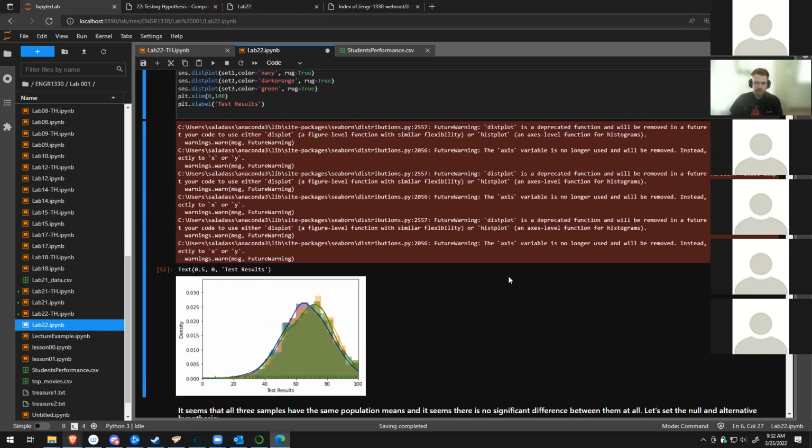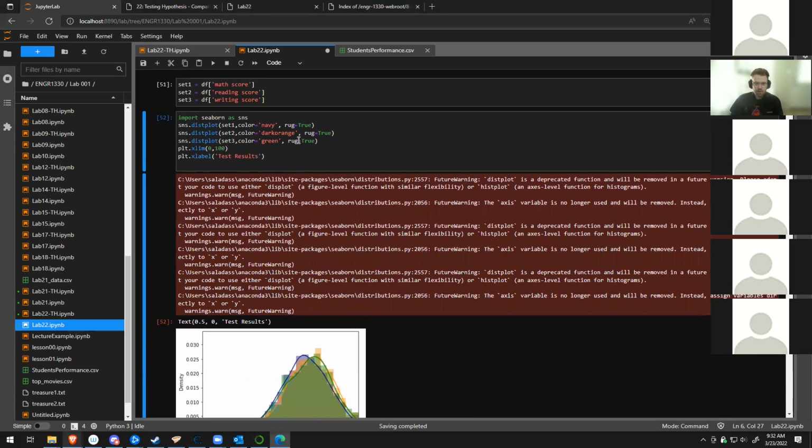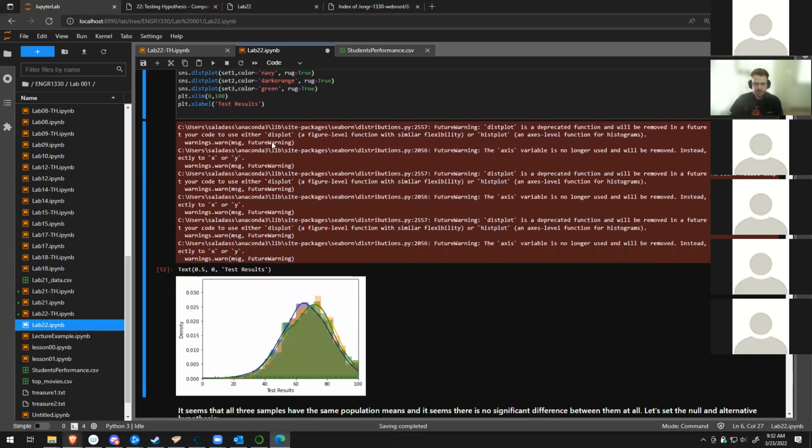So we have the, let's see. Set 1, which is the math score, is in the dark blue. We have a histogram overlaid with the line. So you can see the dark blue is for math, the orange is for reading, and the green is for writing. Now, visually, I could see if I could lay out some patterns, but visually only gets you so far.